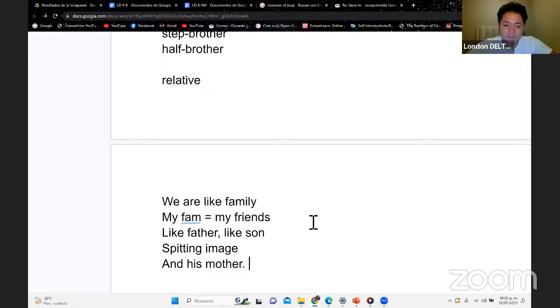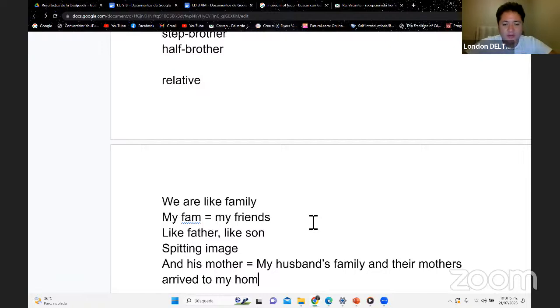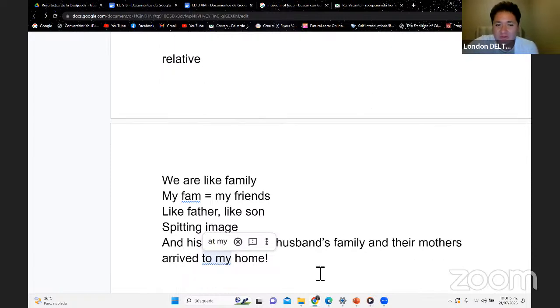For example, I don't know, my husband's family and their mothers arrived to my home. Es decir, la familia de mi esposo y sus mamás llegaron a mi casa. Esto no quiere decir literalmente que hayan ido sus mamás, sino que llegó muchísima gente de parte del esposo, right?